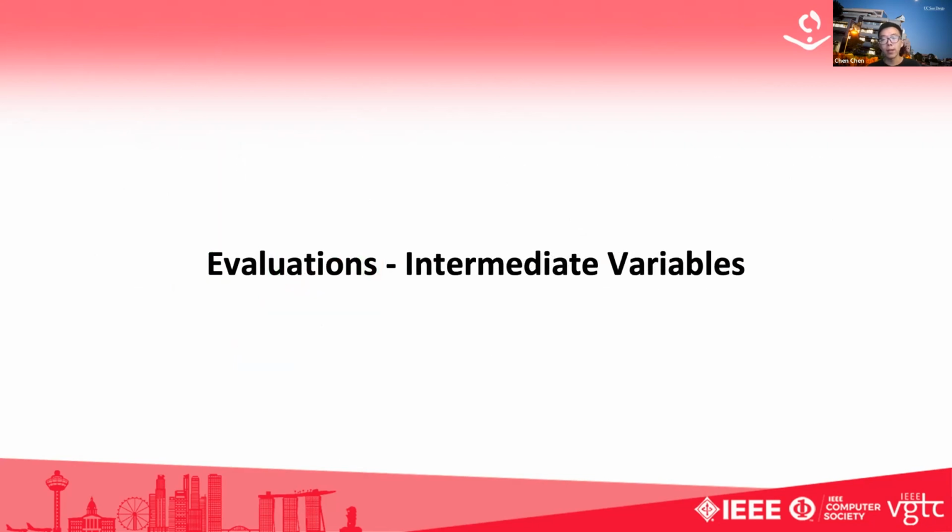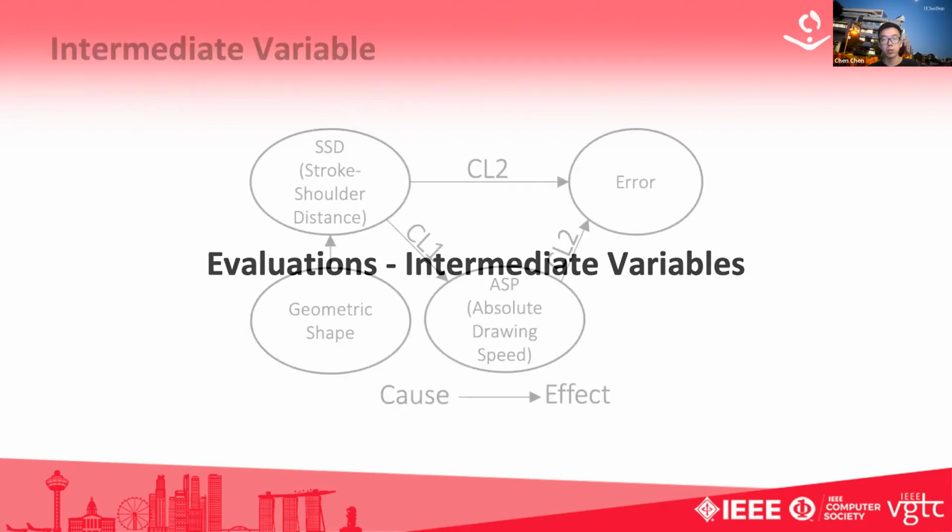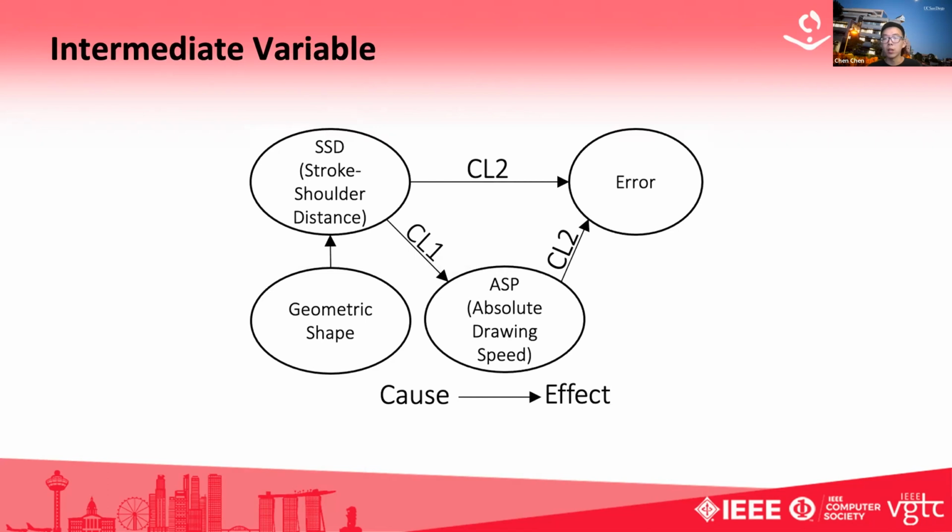Finally, we also analyzed the impacts from 3 intermediate variables. These include the stroke shoulder distance, the absolute instantaneous drawing speed, and drawing precision. Notably, while participants were instructed to conduct precision-first 3D drawing, it is challenging to control and regulate such variables to a desired value.